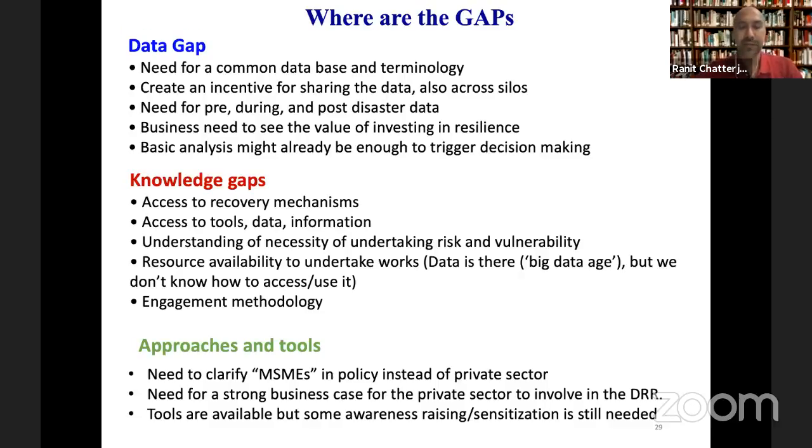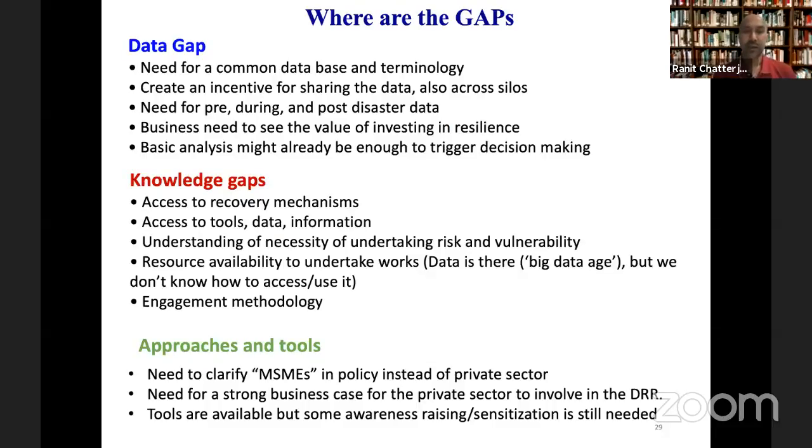Access to tools, data, information. Most of the small scale industries have no understanding of access to tools, data or information to make decisions, or understanding of the necessity of undertaking risk and vulnerability assessment. So that part again is missing, because most of them operate on a daily basis. It's a rolling money that they need. So they are hardly looking into the risk and vulnerability part, or possibly they don't have that expertise or feasibility within the financial domain to do that.